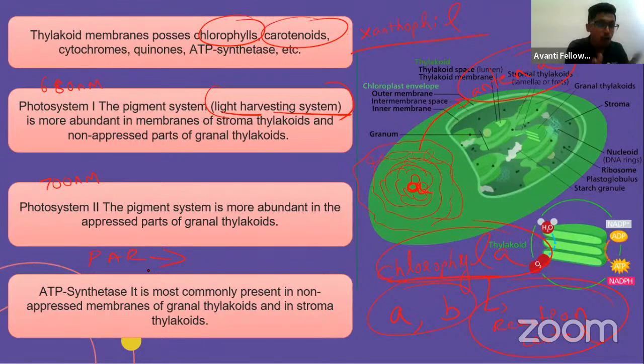We can narrow this whole thing down into two major wavelengths. One is a 680 nanometer wavelength, the other is a 700 nanometer wavelength of light. Whichever light harvesting system has chlorophyll A capable of harvesting 700 nanometer wavelength of light is called photosystem 2. If capable of harvesting only 680 nanometer wavelength of light, it is called photosystem 1. Is it clear, guys?